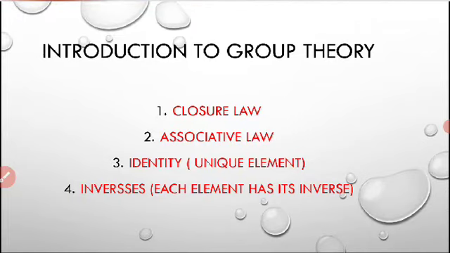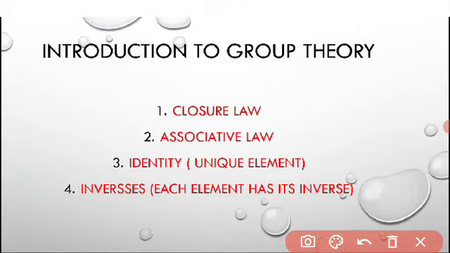The second was associative law, the third was identity. Identity is a unique element that should exist in that non-empty set, and the last one was inverses. The inverse of each element should exist in that non-empty set. So today we will discuss some examples of group theory, which non-empty sets are groups and which are not groups. So let's start.